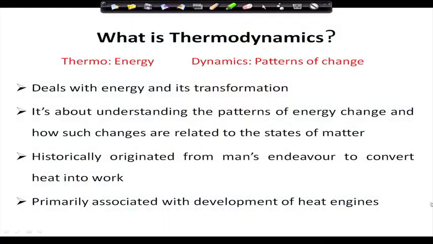topic, what is thermodynamics. Now if we look at the word thermodynamics, it basically means the patterns of change of the different energies. So therefore it primarily deals with energy and its transformation. It is about understanding the patterns of energy change and how such changes are related to the states of matter.